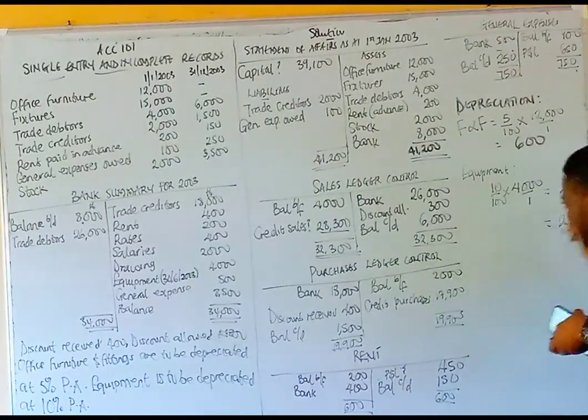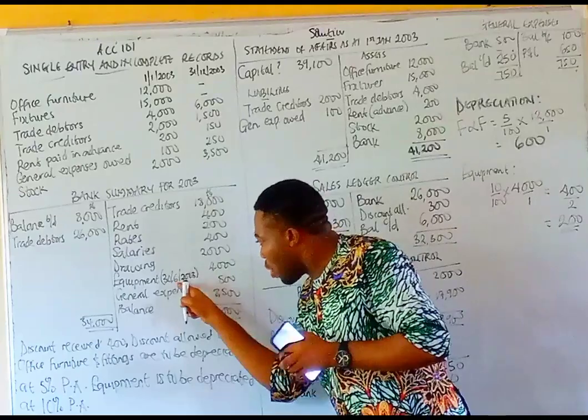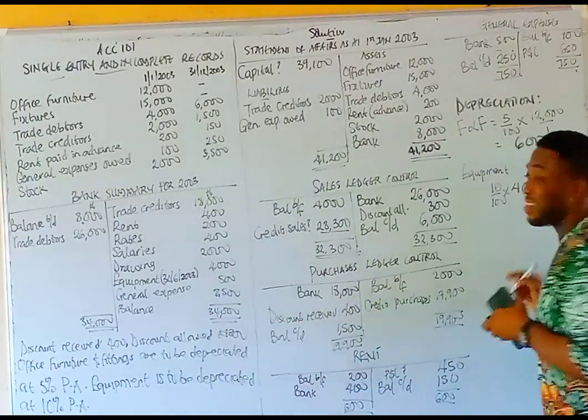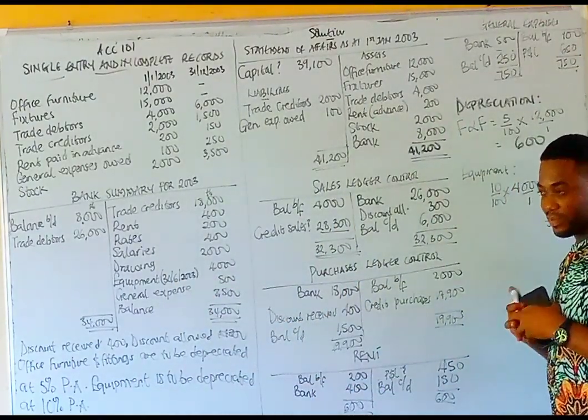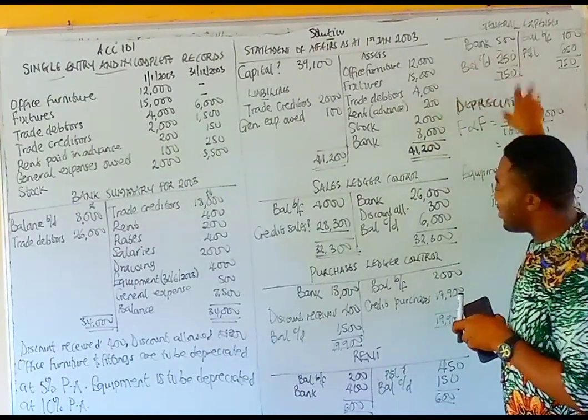The reason we did this was because they specifically put that. So if you are not conversant with this, you will just do 400. So we have done the adjustment.